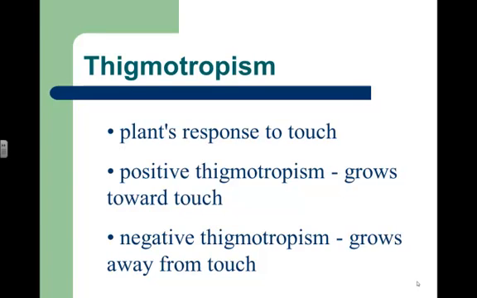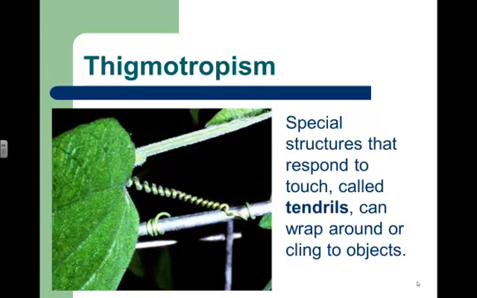Thigmotropism is a plant's response to touch. Positive thigmotropism toward the touch, negative thigmotropism away from the touch. And when we get into touch, there are actually special structures that a plant has that respond to touch. Right here, these are called tendrils. They're like little vines that wrap around things.